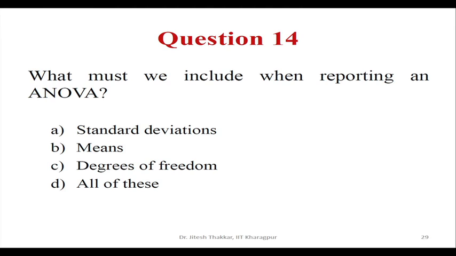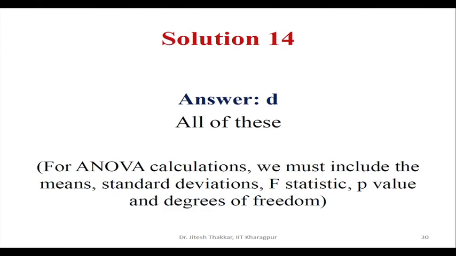Question 14. What must we include when reporting an ANOVA? Standard deviations, means, degree of freedom, all of these above. So, the correct answer is D, all of these above, and in ANOVA calculation, as you have learned, we must include the mean, standard deviation, and we determine the F statistic, p value and degree of freedom.